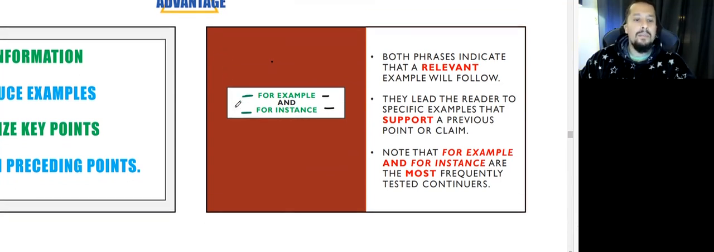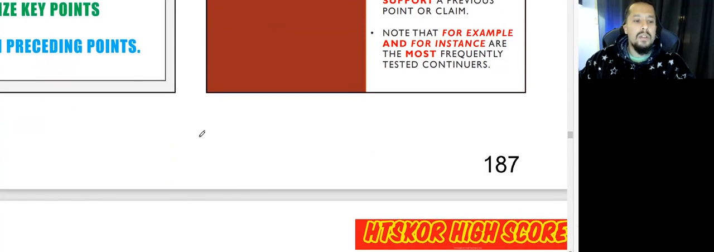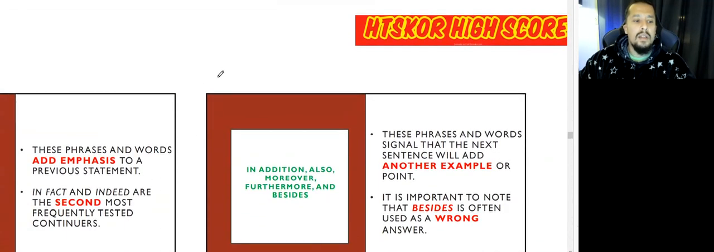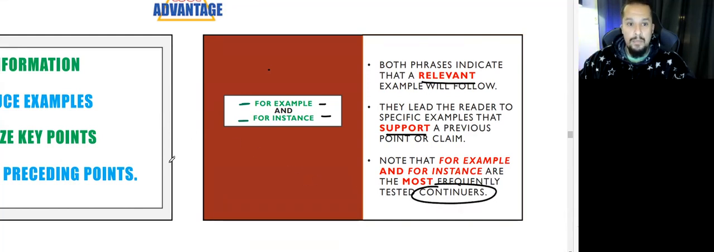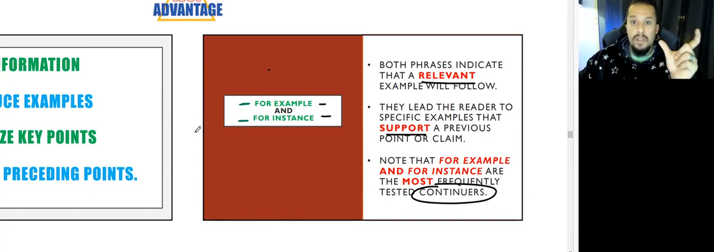I think we'll have examples or no? Did I write examples for this? Maybe I got lazy. No, I didn't, unfortunately. So again, they give us a relevant piece of information. It supports previous information. And we said they're the most frequent continuers that are tested on the exam. Now, again, for example, it literally takes a piece from the previous sentence and gives us more information about that.